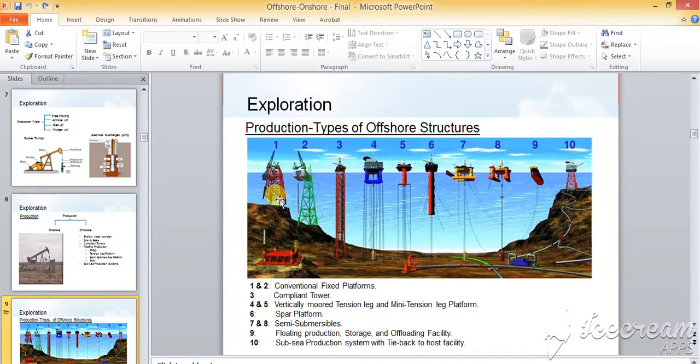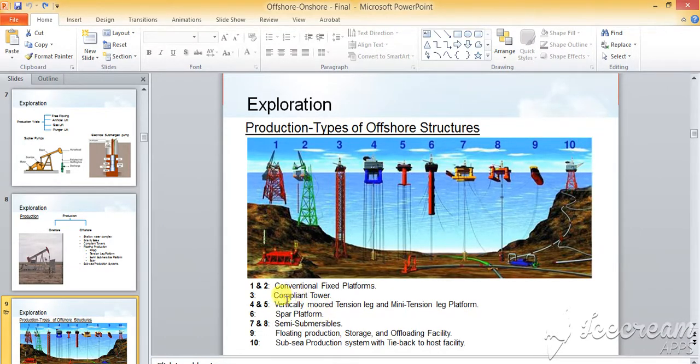They are actually standing on the land of the sea, and from there they are drilling and taking the materials upward. Then come the compliant towers. These are long towers and they can be up to 1500 meters.